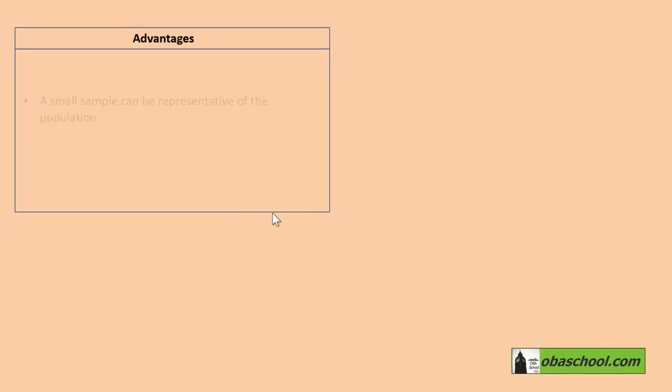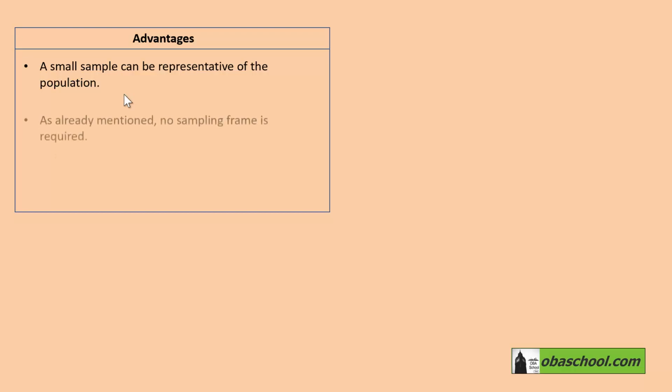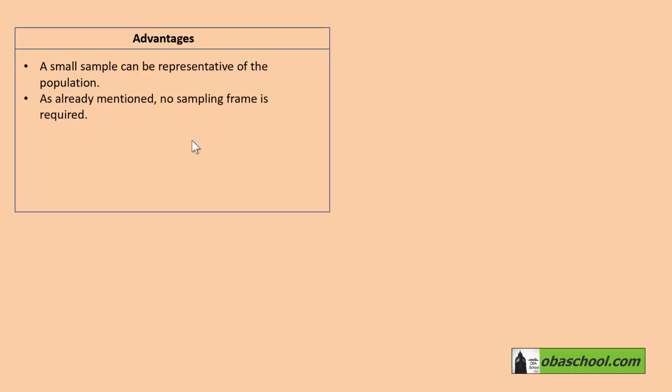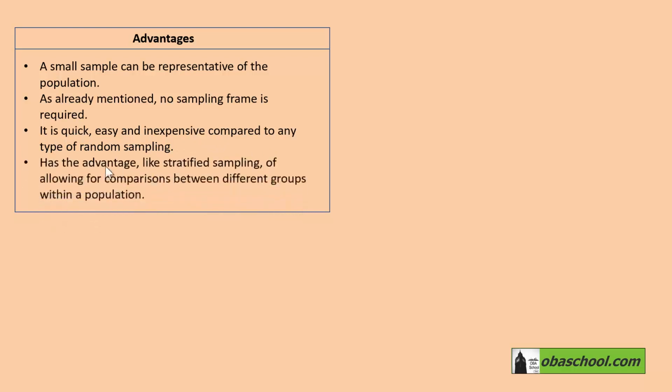There are advantages to this. A small sample can be representative of the population. As already mentioned, no sampling frame is required. It is quick, easy, and inexpensive compared to any type of random sampling. It has the advantage, like stratified sampling, of allowing for comparisons between different groups within a population.